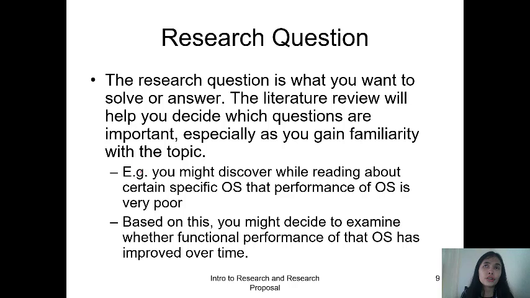Next, I'm pretty sure right now you have also checked the research proposal template, and there is a section about a research question. Okay, so what is a research question? A research question is what you want to solve or what you want to answer from your research. For example, why is the moon round? So that is a research question.